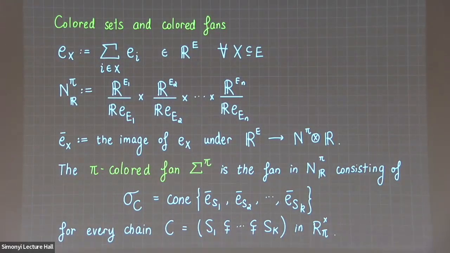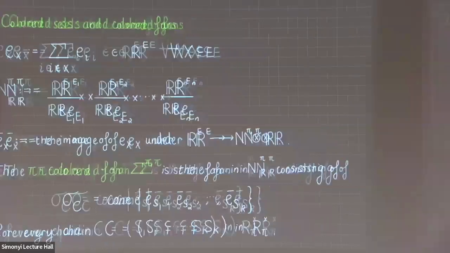Now the pi colored fan, sigma pi, is a fan that consists of cones generated by the indicator vectors given by chains of pi colored subsets. So if you have a pi colored subset chain S1 contained in S2, all the way to Sk, you look at the indicator vectors, their image in this quotient, and generate a cone from there. This is very similar to the Bergman fan construction.